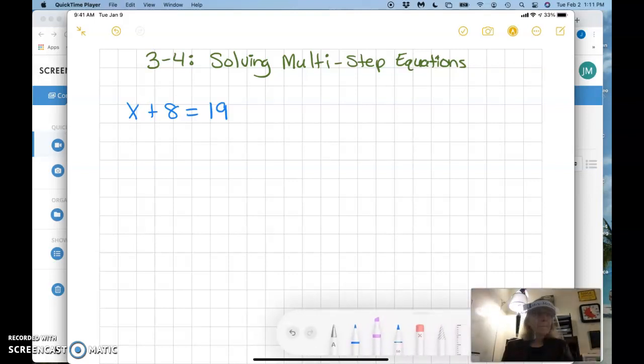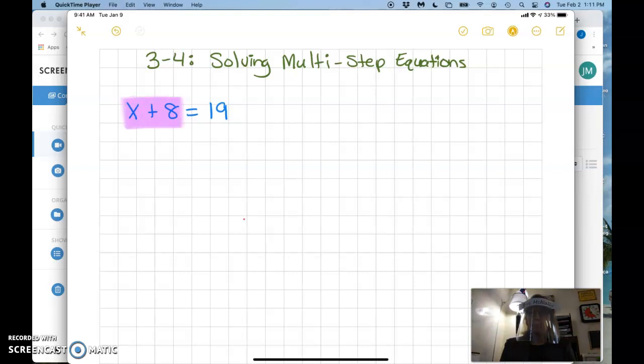We're going to look at the variable and what's happening to it, and then what do I do? You do the opposite. Yes, I do the opposite. So I see a plus 8, so I'm going to do minus 8. And whatever I do to one side, you have to do to the other. Then my 8's cancel each other out, so I just have x equals, and 19 minus 8 is?